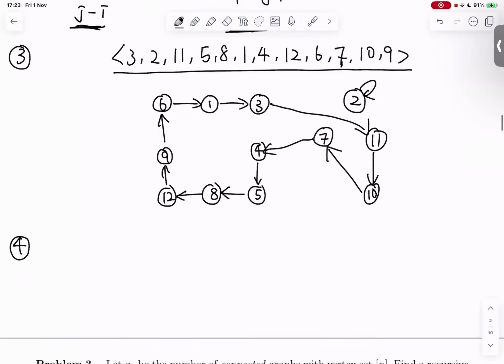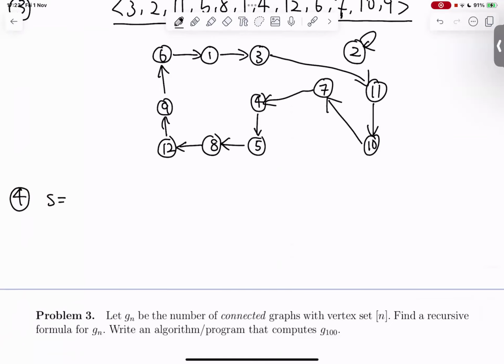So let me first define a simple swap S, maybe just swapping 1 and 2. This is defined as a permutation where we keep every other element in the same place, and we swap these 2. So this is a swap, and then we want to create a mapping from the original permutation.